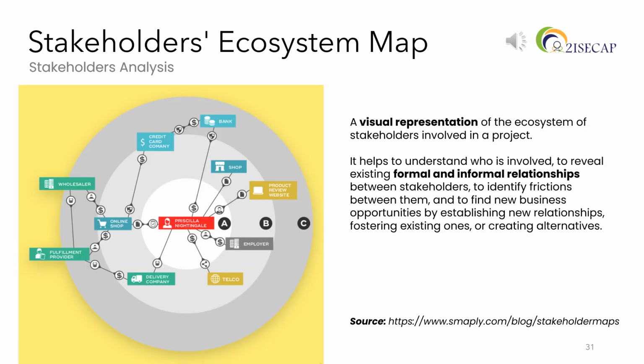The next tool in our Empathise toolbox is the Stakeholders Ecosystem Map. This visual representation of the stakeholders' ecosystem within which a project operates can provide us with different perspectives. It may help to reveal existing formal and informal relationships between stakeholders, or how to find new business opportunities. It may even identify friction residing between existing relations, or possibly identify how new ties may be fostered.